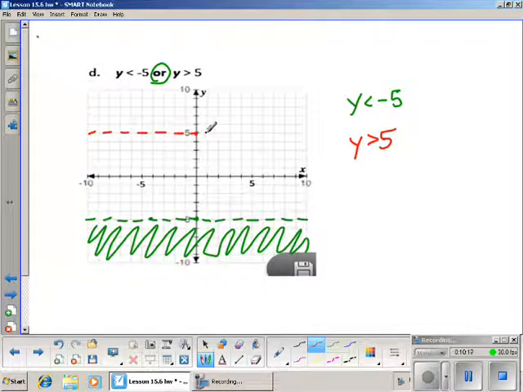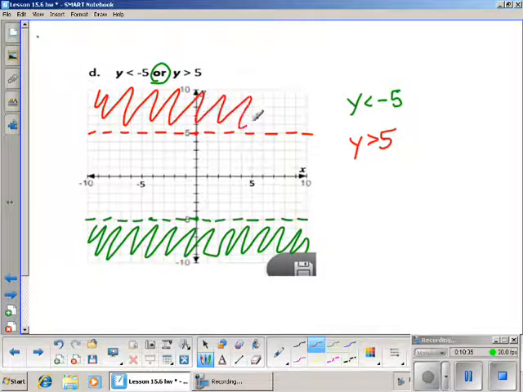All right, now, am I going to shade above that line or below that line? Well, I need values that are going to be larger than 5, so that's going to be anything above this line, so I'll shade that in. Okay, so I've now graphed both of my inequalities, and since the word in between them was "or," that means my solution could be any of these shaded in red, or it could be any of these values shaded in green.